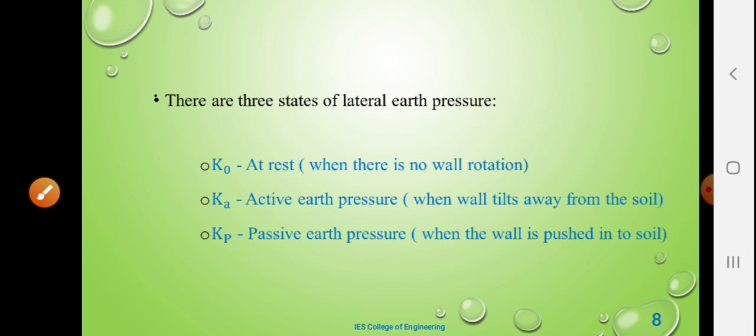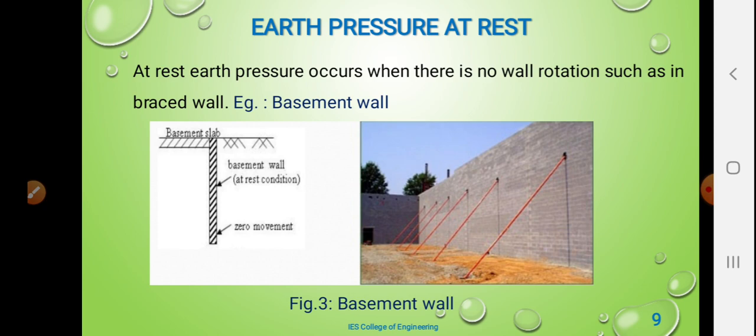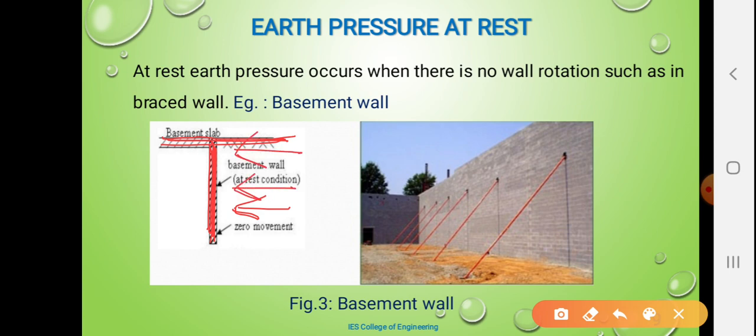There are three states of lateral earth pressure. First is at rest earth pressure, second is active earth pressure, third is passive earth pressure. First condition, earth pressure at rest. At rest earth pressure occurs when there is no wall rotation, such as in a braced wall, for example a basement wall. If this is a rigid wall connected at the top, and the soil exerts some pressure on this wall and there is no wall movement, then this condition is known as earth pressure at rest.